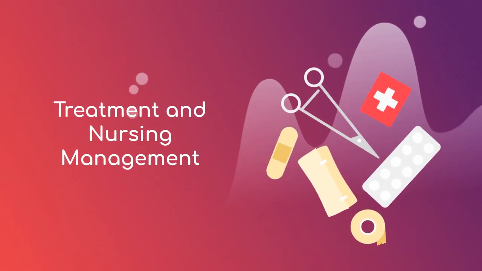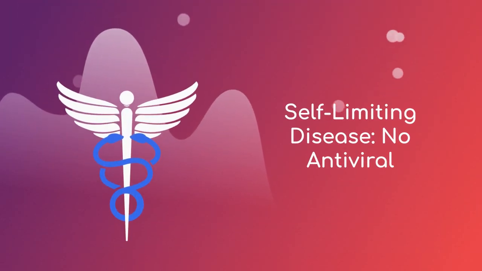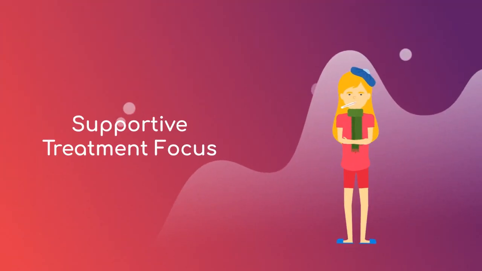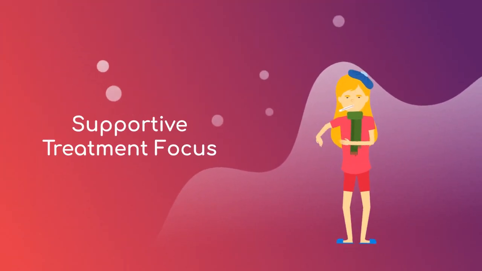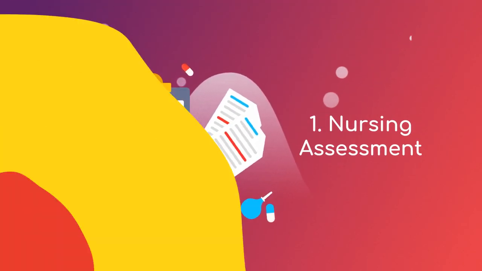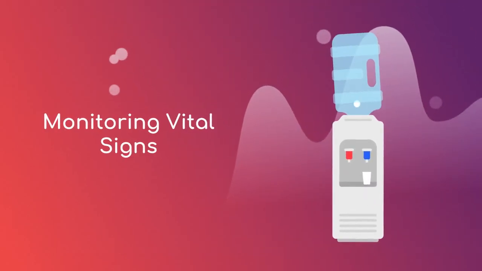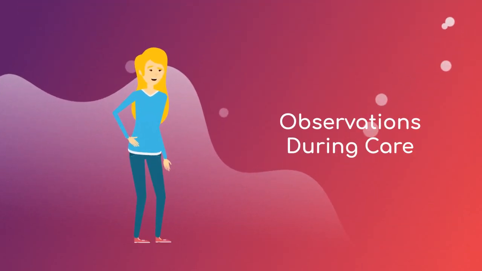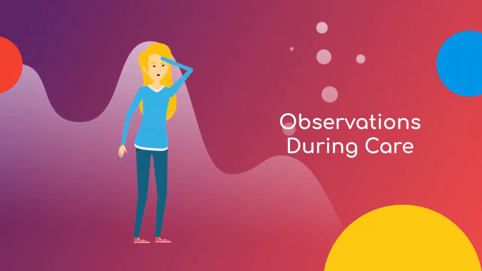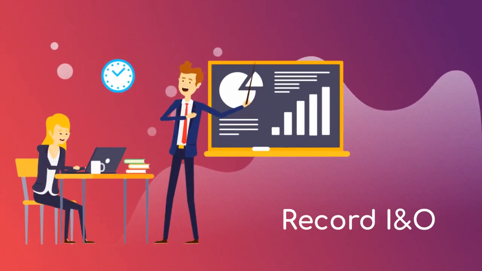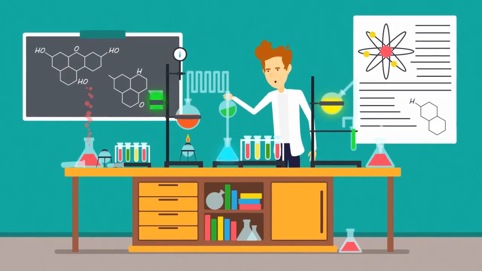Treatment and nursing management. Since hepatitis A is a self-limiting disease, there's no specific antiviral medicine. Nursing care focuses on supportive treatment and preventing spread. Nursing assessment: monitor temperature, pulse, and hydration status. Observe for jaundice, nausea, vomiting, fatigue. Record intake and output. Monitor lab results, LFTs.